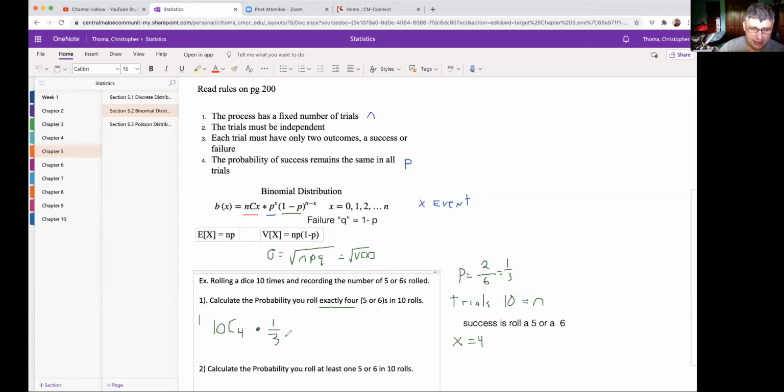And then x is an exponent, so I'm going to raise 1/3 to the 4th power. And then I like to put in parentheses here, just so I remember that I must do the subtraction first: 1 minus 1/3. You could do it in your head if you want, 1 minus 1/3 is 2/3, but that's up to you. And then I'm going to raise that to my n, which is 10, minus my x, which is 4.